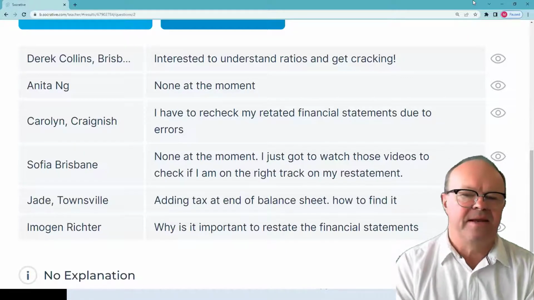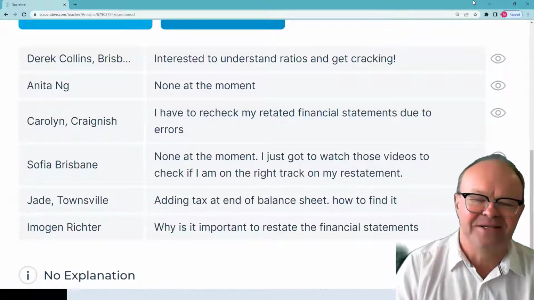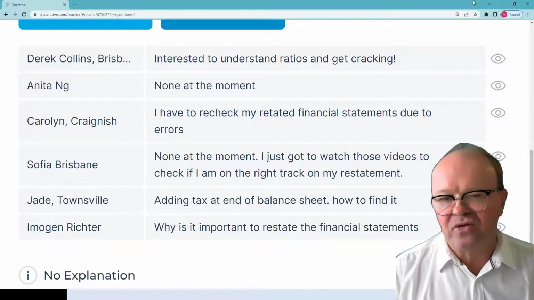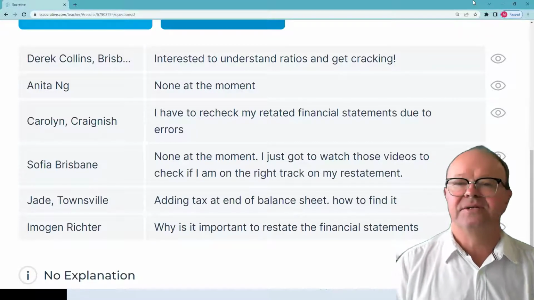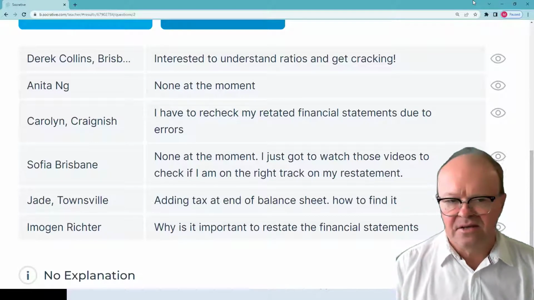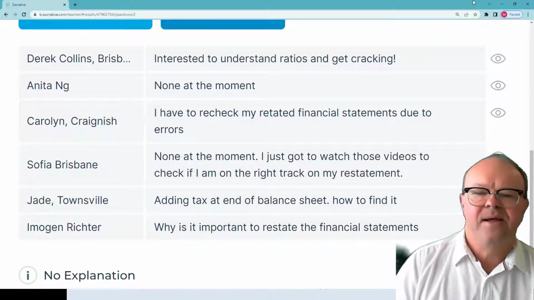Sophia in Brisbane, none at the moment. I just got to watch those videos. Watch Maria's videos to check if I'm on the right track on my restatement. That's good. If you're partway through, you can just go through the videos and watch them. And if you see anything that you need to fix up or you might have missed, you can do it that way.